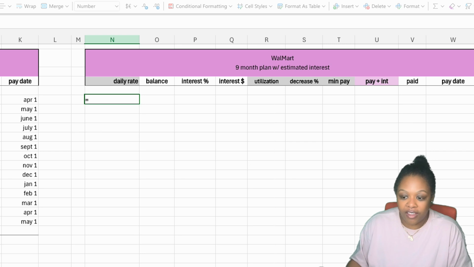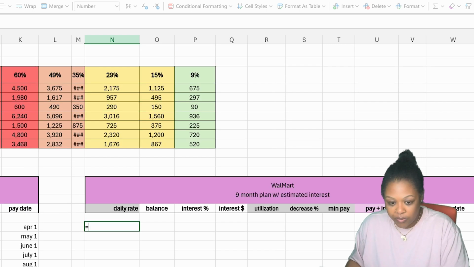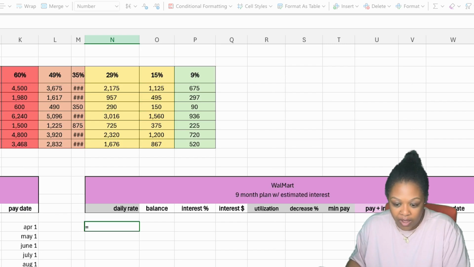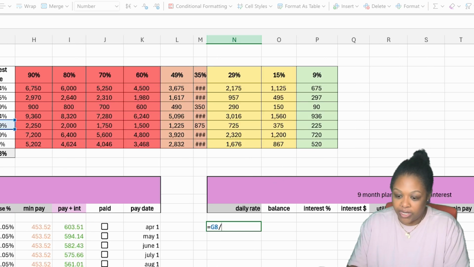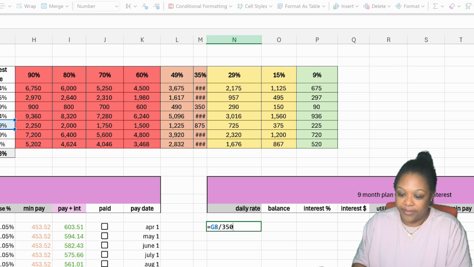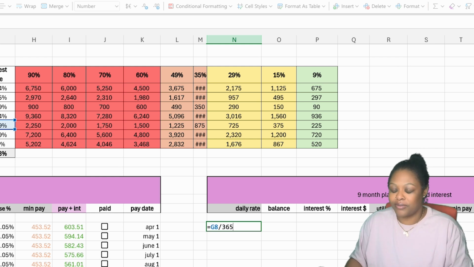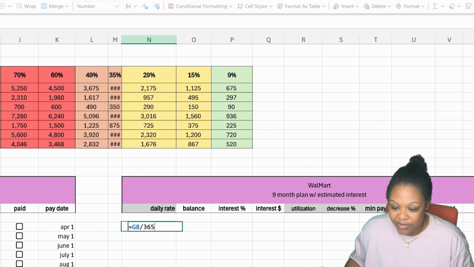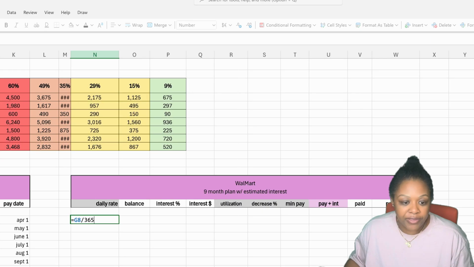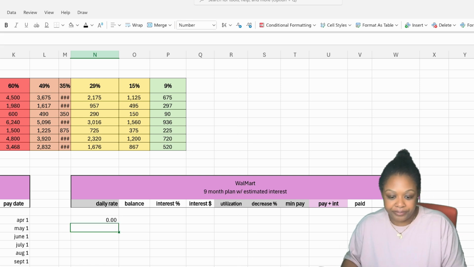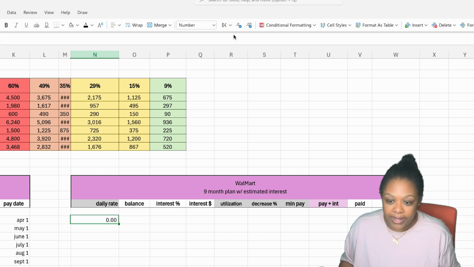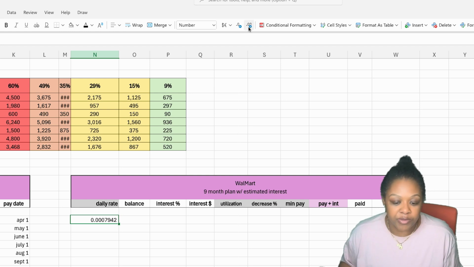So for our daily rate on our Walmart card, what are we going to do, class? We're going to find our interest rate, which is 28.99, and divide by 365. I'm not even typing the right thing, my brain. Divide by 365, and then we're going to anchor down the cell, meaning the column and the row. Okay, it's going to give us zeros. Why? Because it's a teeny tiny number and we need to increase it to like 7 decimal places, right?